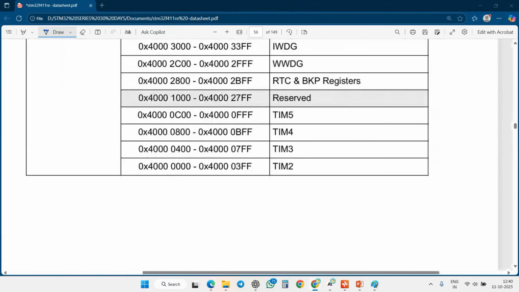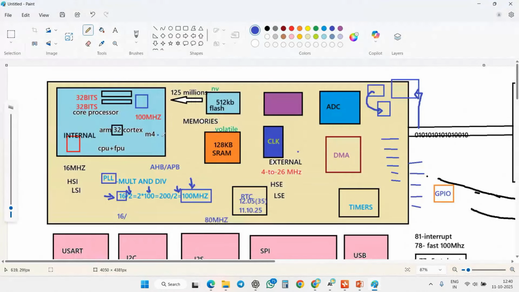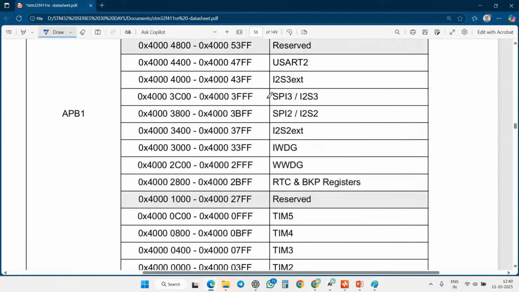So don't confuse it, guys, and don't try to memorize this memory organization. All of it is default. You simply download the datasheet and see it for every peripheral. Watchdog timer, boundary address. This timer, boundary address. This is only the boundary address. From here, you need to find the exact memory address of this timer. Okay, that we are going to find out.